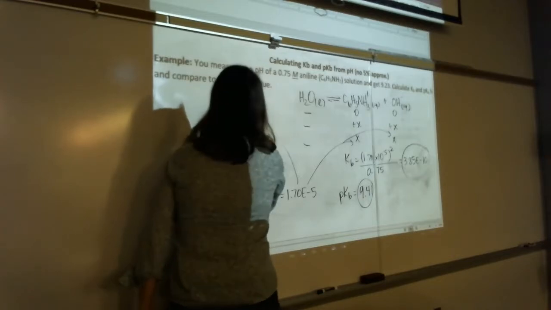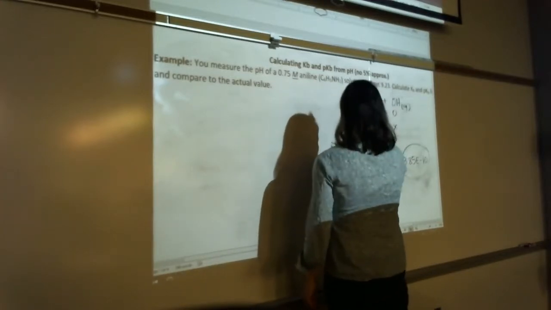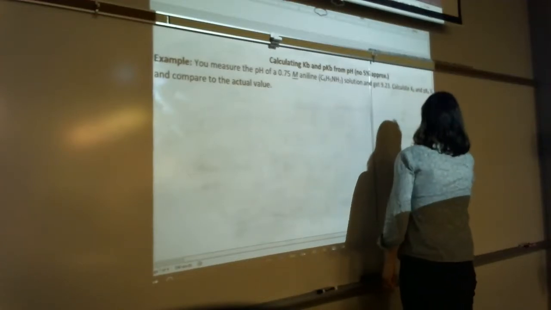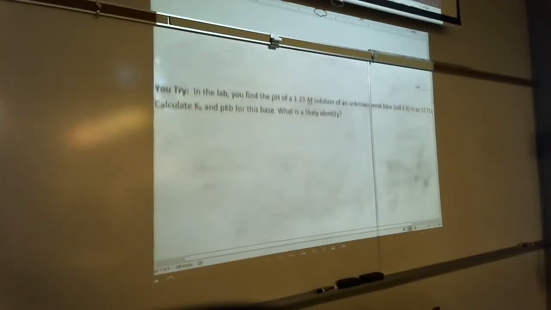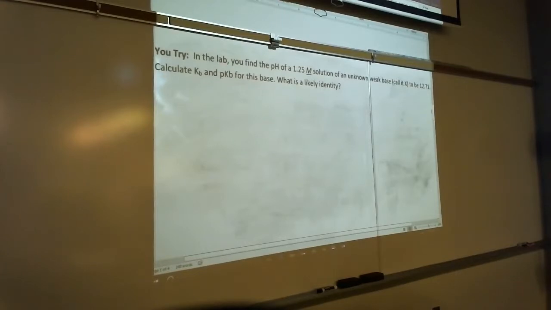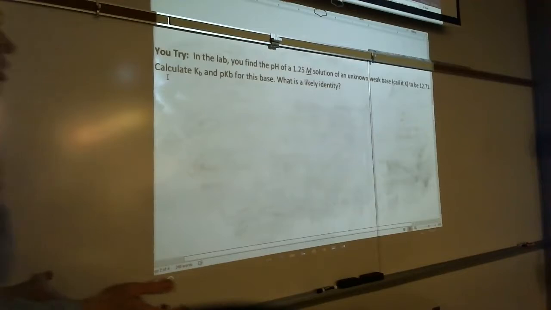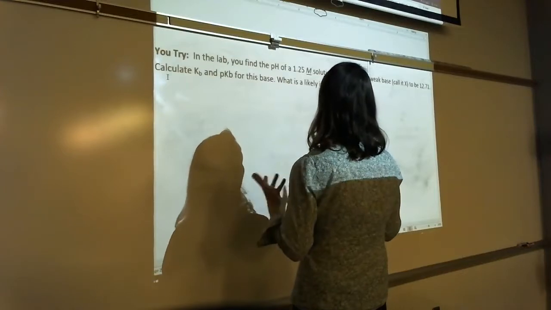All right, so if you look down underneath, there's one for you to try. Working from a pH to get a KB value. So in the lab, you find the pH of a 1.25 molar unknown base to be 12.71. Calculate KB and pKB. What is a likely identity? Try that one. Let's work backwards on this one. You've got an unknown weak base. We can identify a weak acid or a weak base by its KB or its pKB, depending on the kind of table we're looking at.